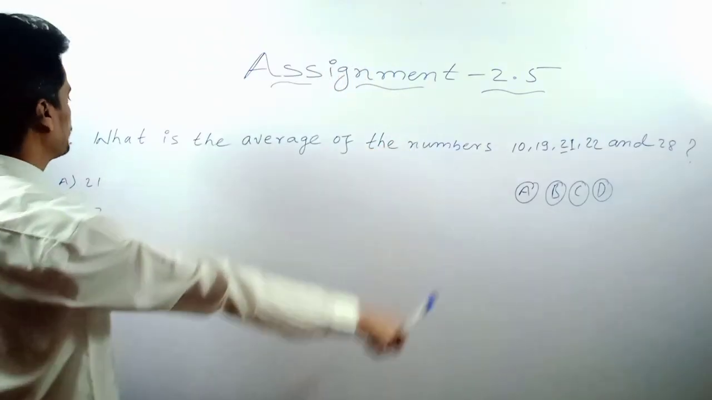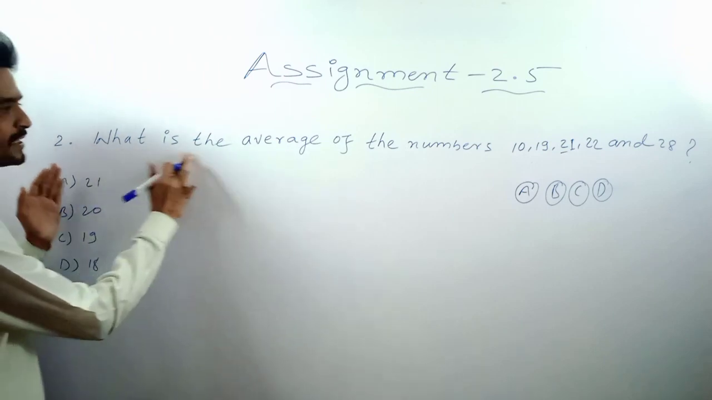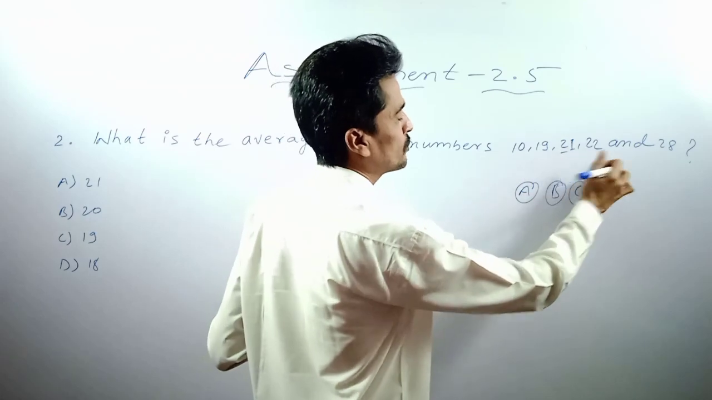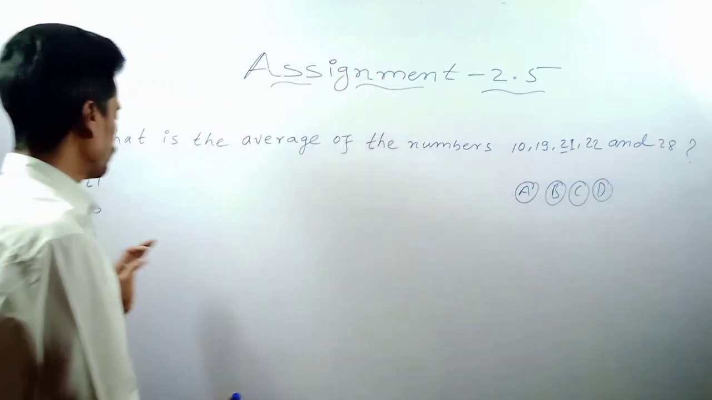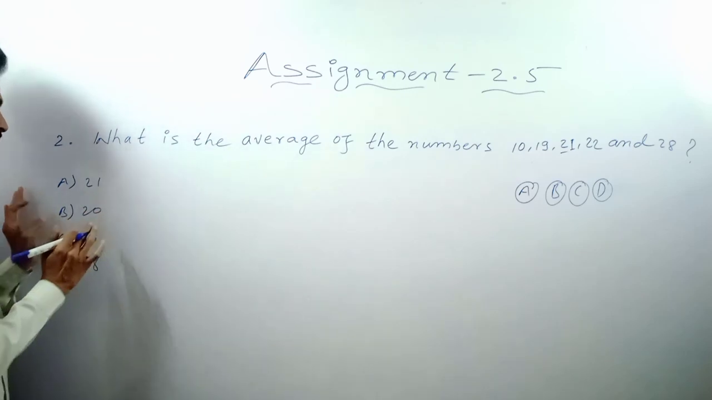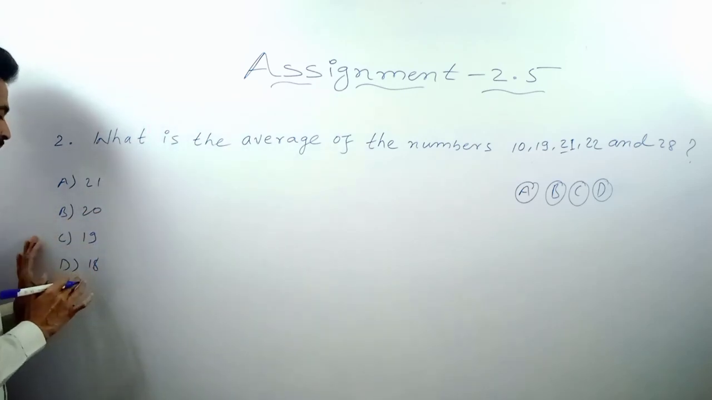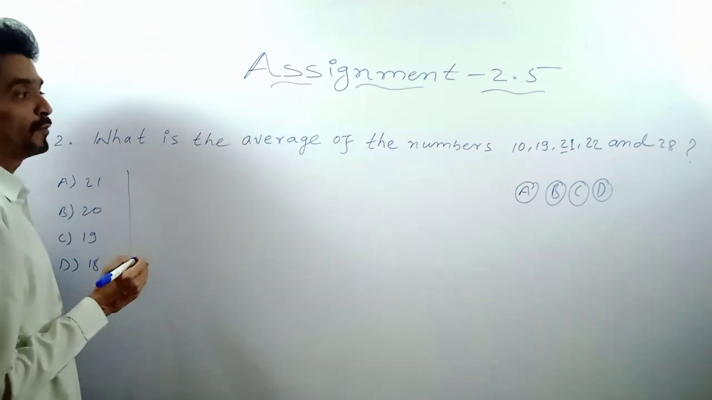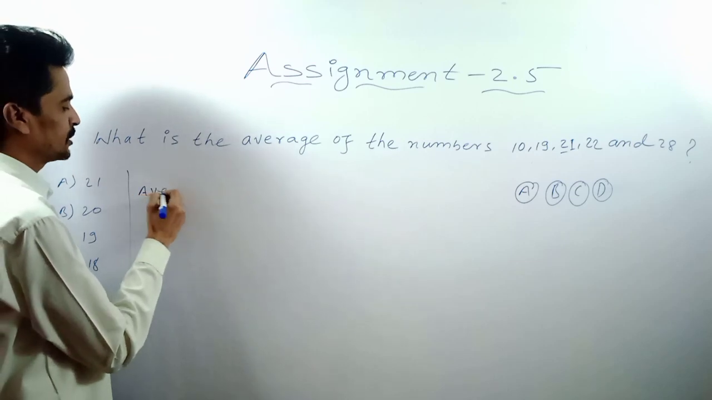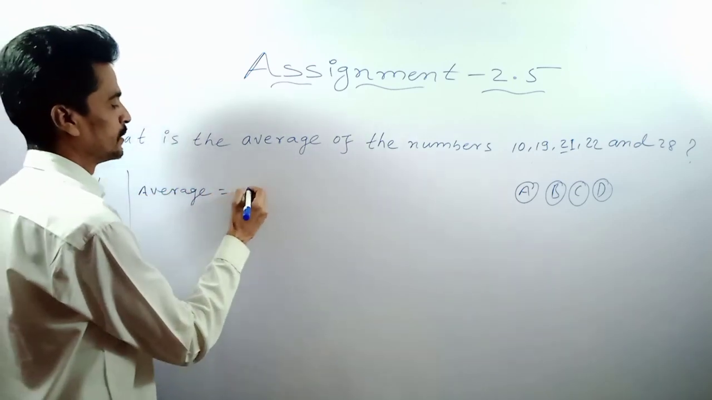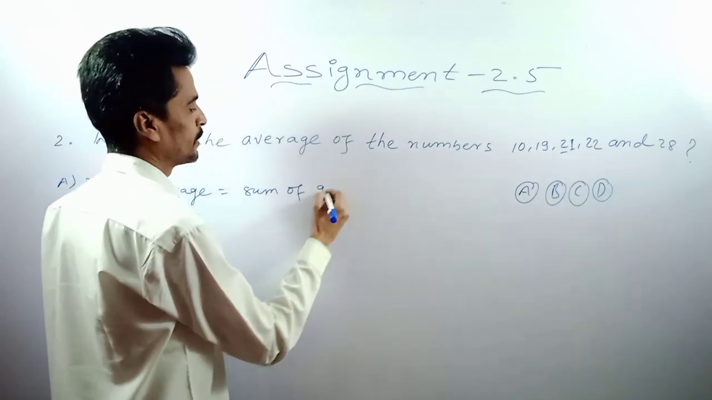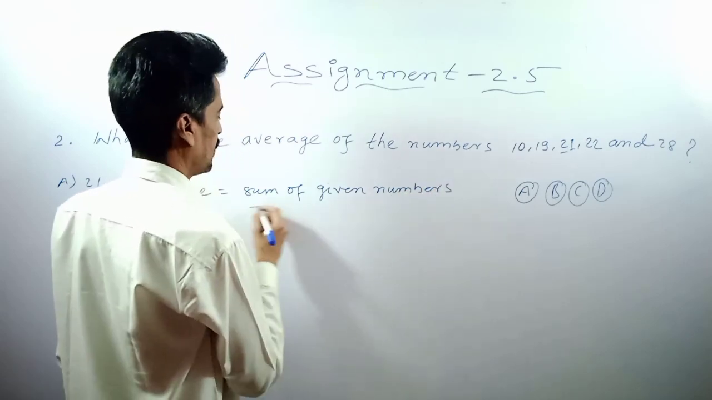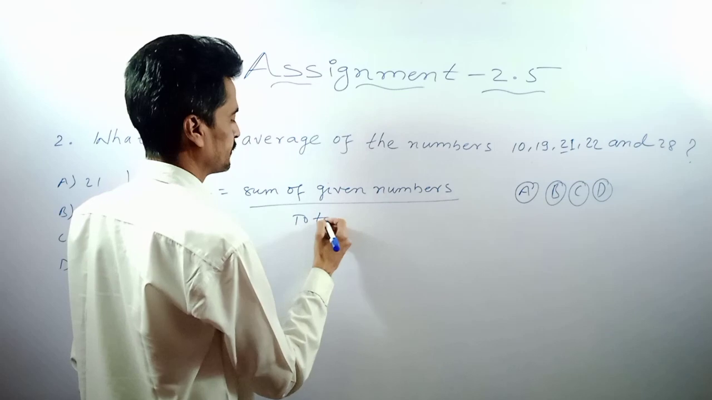In assignment 2.5 there is the second problem. What is the average of the numbers 10, 19, 21, 22 and 28? So here options given, option A 21, option B 20, option C 19 and option D is 18. So how to find out? Same. First of all we need to know the formula of average. Average equals sum of given numbers upon total numbers.